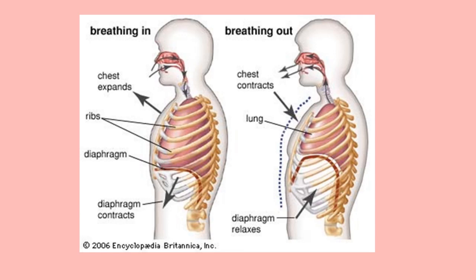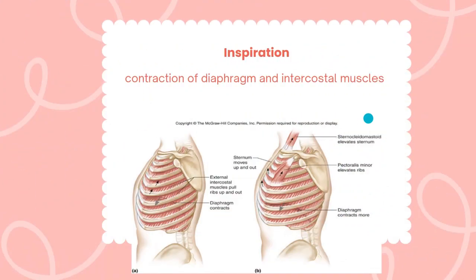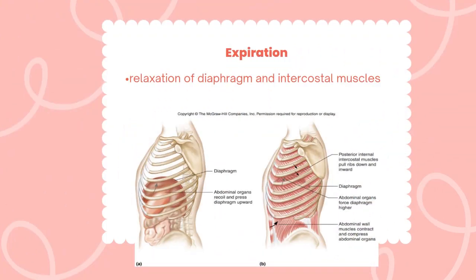Referring to these given images, when we breathe in, our chest, ribs, and diaphragm expand, then our lower diaphragm contracts. When we breathe out, our chest and lungs contract, then our diaphragm relaxes. Now, inspiration is the contraction of the diaphragm and intercostal muscles. Expiration, on the other hand, is the relaxation of the diaphragm and intercostal muscles.